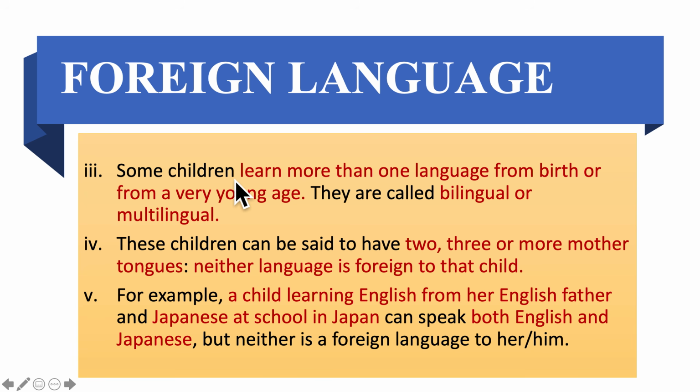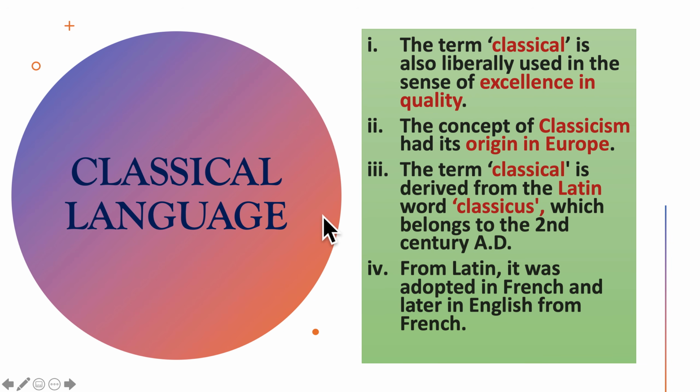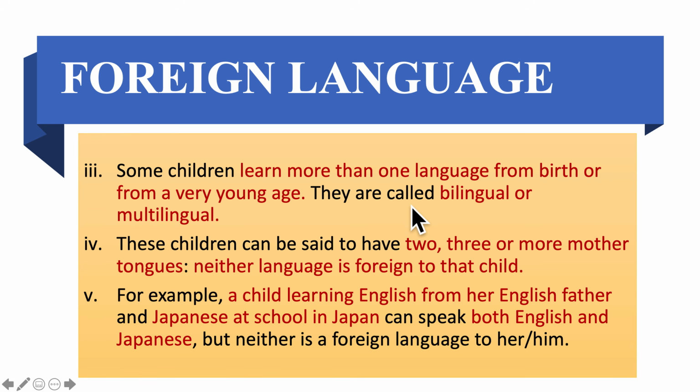3. Some children learn more than one language from birth or from a very young age. They are called bilingual or multilingual. 4. These children can be said to have 2, 3, or more mother tongues. Neither language is foreign to that child. 5. For example, a child learning English from her English father and Japanese at a school in Japan can speak both English and Japanese, but neither is a foreign language to her or him.